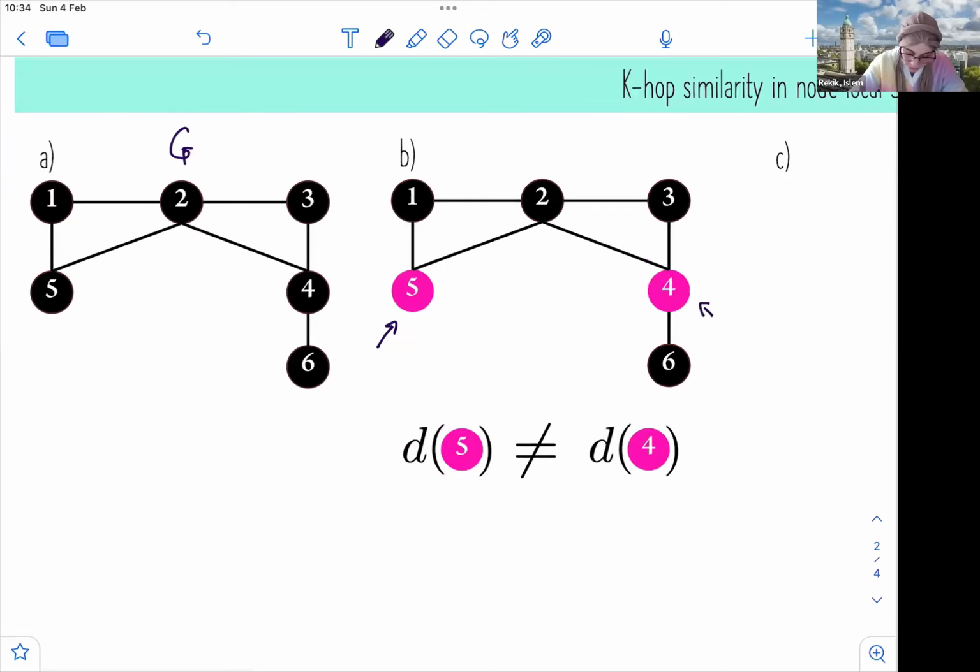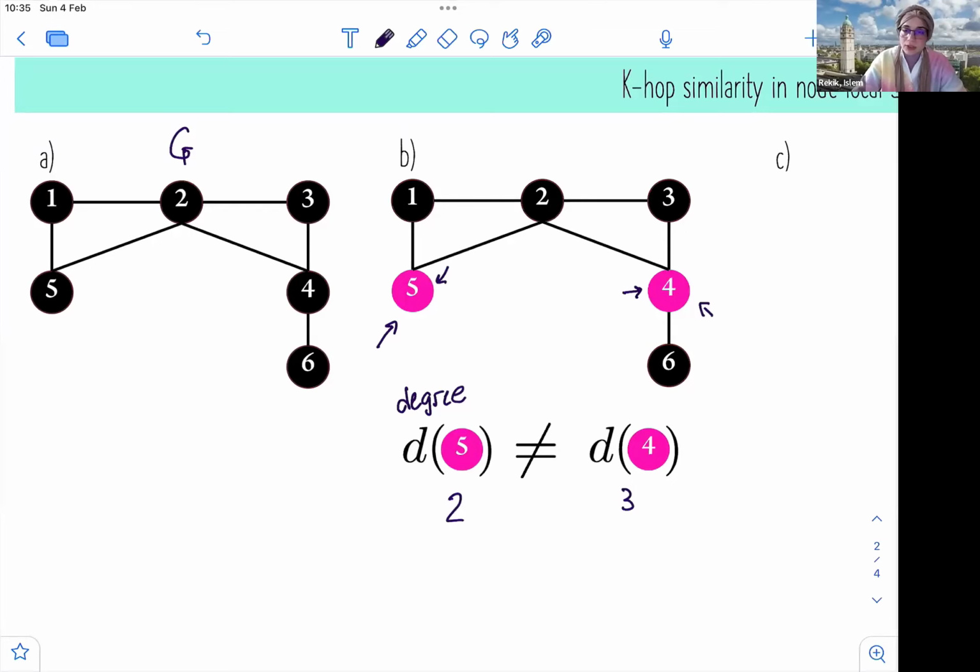What do you guys notice? If we look at the degree D, so D here means degree, the degree of node 5 is actually 2, and the degree of node 4 is 3. Which means these are topologically different. So they have different local structures. One node has 2 connections, and the other node has 3 connections. So they're not similar. They're not identical. So in this case, 5 and 4 have different local topologies.